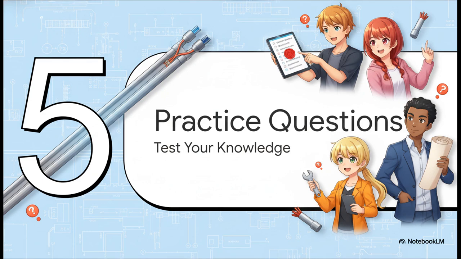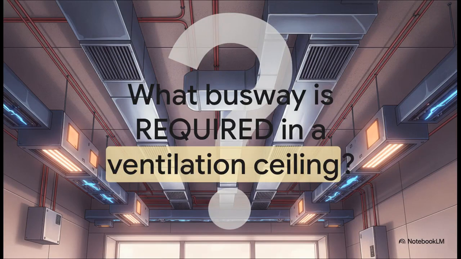All right, part 5, Red Seal practice questions. Let's put this all to the test. Read this scenario with me carefully, because it combines a couple of concepts. You are running a busway through a false ceiling, but that ceiling is also a plenum handling the building's ventilation system. So what specific type of busway does Rule 12-2000 demand you install?